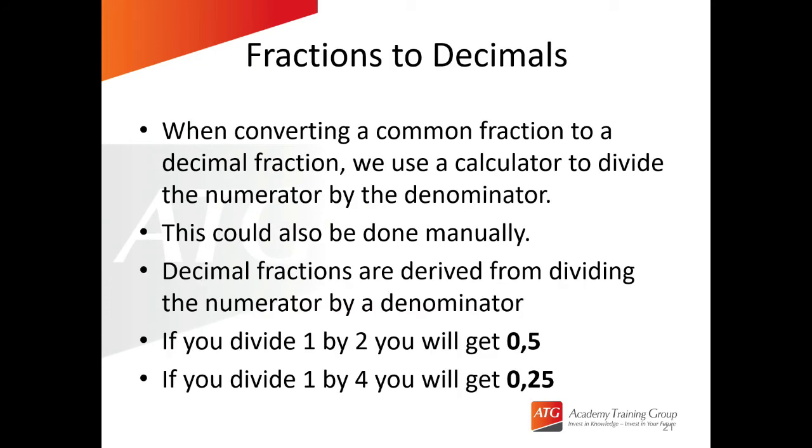Fractions to decimals. When converting a common fraction to a decimal fraction, we use a calculator to divide the numerator by the denominator. This could be done manually. Decimal fractions are derived from dividing the numerator by the denominator. If you divide 1 by 2, you'll get 0.5. If you divide 1 by 4, you'll get 0.25.